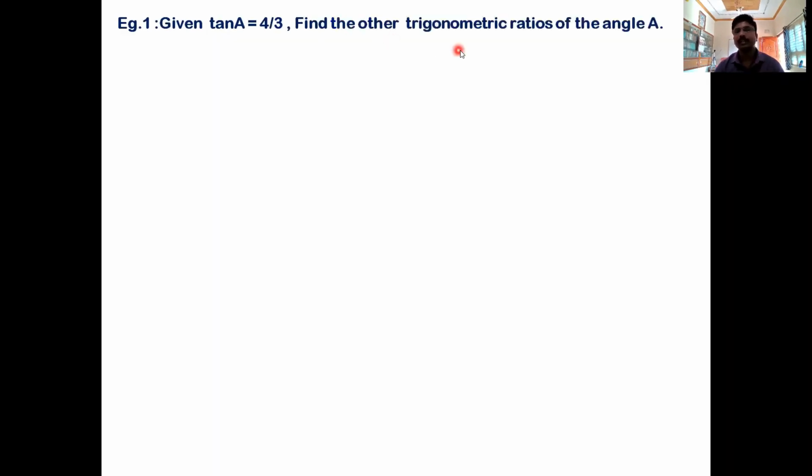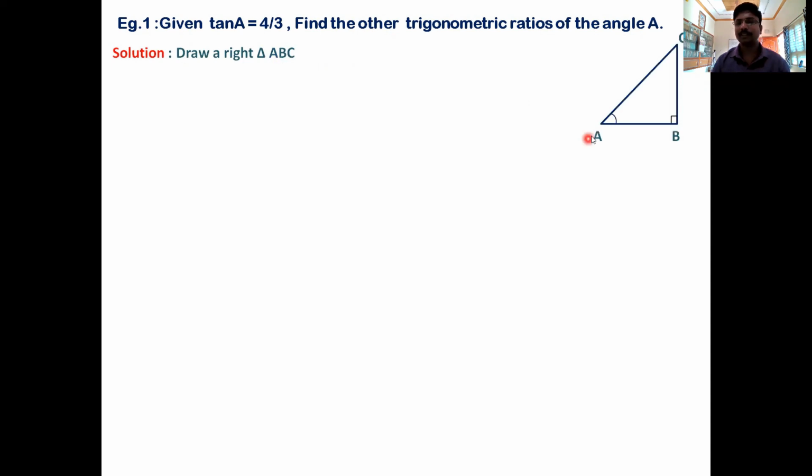Given that tan A is equals to 4 by 3, find the other trigonometric ratios of the angle A. Solution. Draw a right angle triangle ABC, right angled at B. I consider the angle of reference as A here because they mentioned tan A. We know that tan A is equals to BC divided by AB. Why? Because tan A is equals to opposite side, that is perpendicular, divided by adjacent side, that is base. Therefore, BC divided by AB.